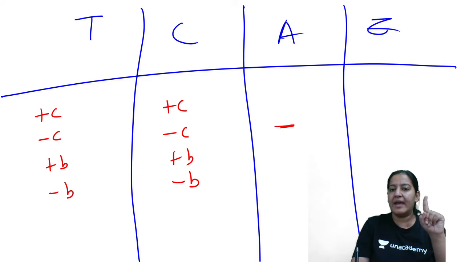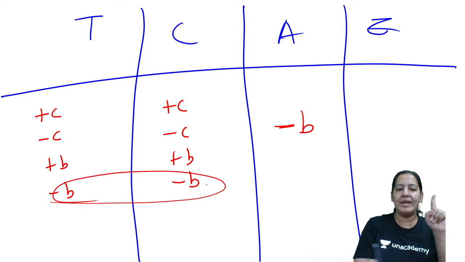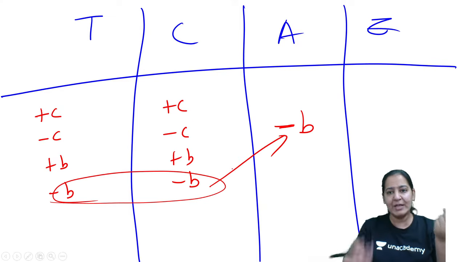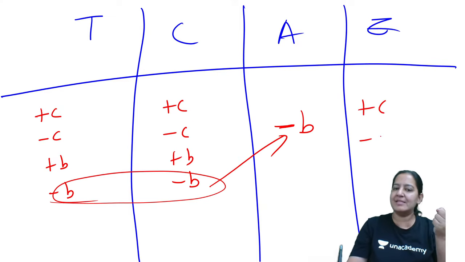Aminoglycoside is active only against what I have told you. It is only against gram-negative bacilli. Only against gram-negative bacilli. So the remaining three are left out. So, erythromycin is active against the remaining 3.